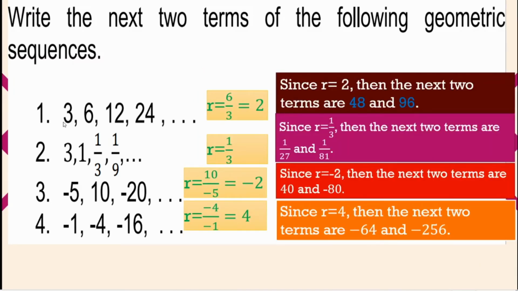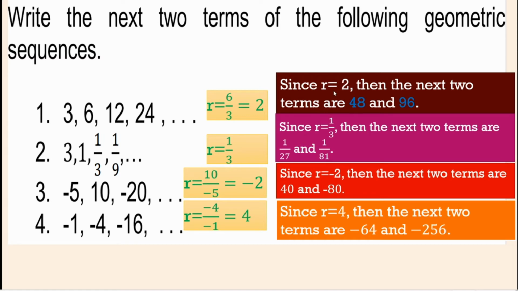Okay, let's have the first one. Number 1, we have 3, 6, 12, 24, and so on. For us to get the common ratio, that will be a sub 2 over a sub 1. So 6 divided by 3 is equivalent to 2. Since our common ratio is 2, then the next two terms are 48 and 96.